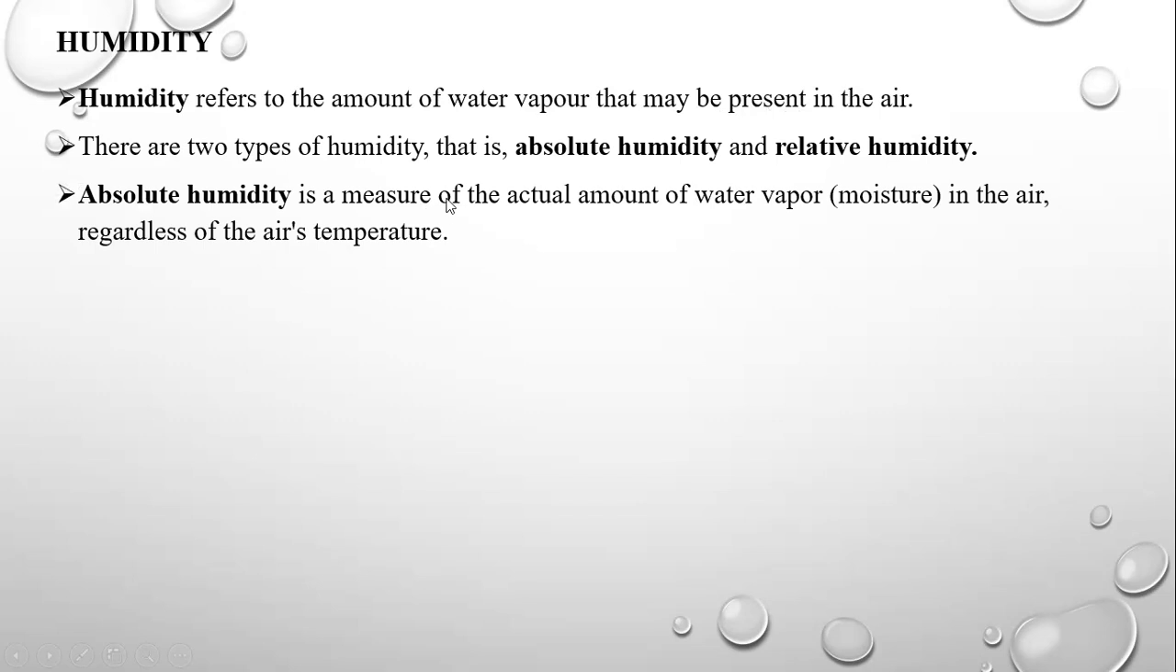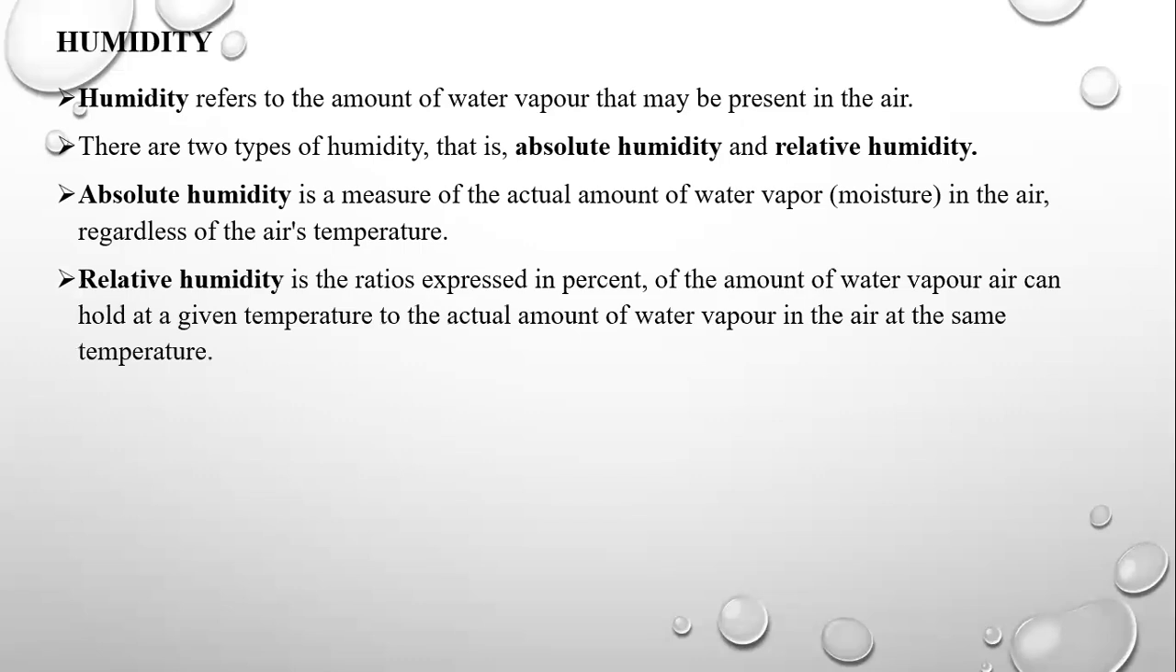Absolute humidity is the measure of the actual amount of water vapor or moisture in the air, regardless of the air's temperature. So when we say absolute humidity, we are simply talking about the actual amount of water vapor present in the air, regardless of the air's temperature.